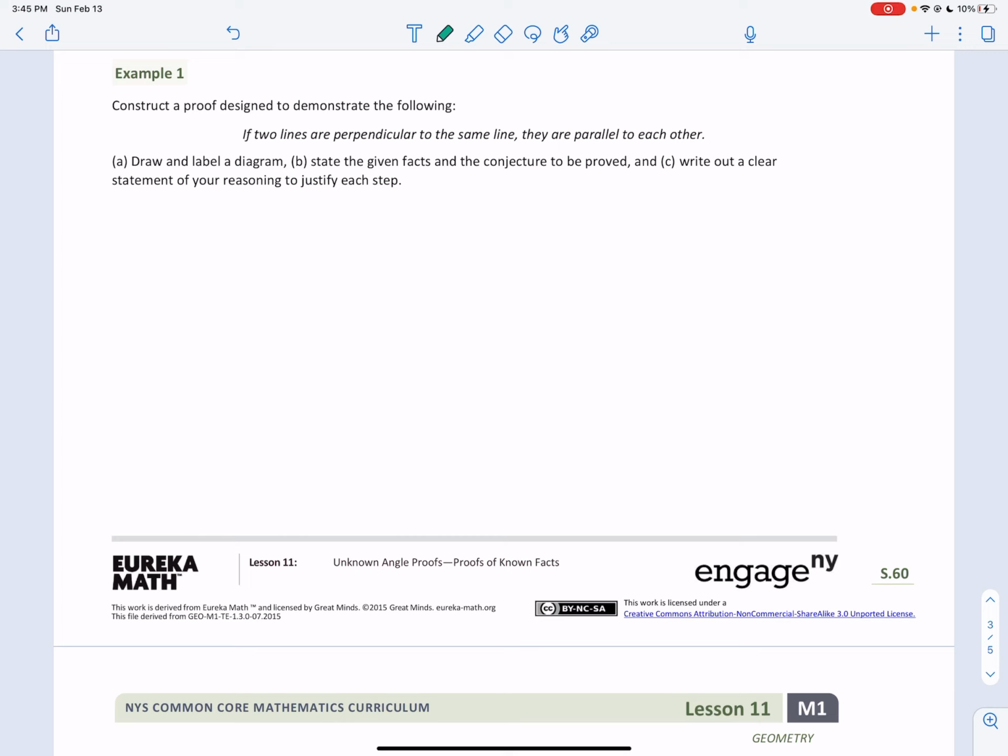Construct a proof designed to demonstrate the following. If two lines are perpendicular to the same line, they are parallel to one another. Well, let's see. Let's draw two lines. And even if we don't draw it perfectly, once it straightens out, we can just draw two lines that look parallel, and then we're just going to say it is defined to be parallel. That's what's nice about it, is that nobody's expecting you to draw lines like this perfectly.